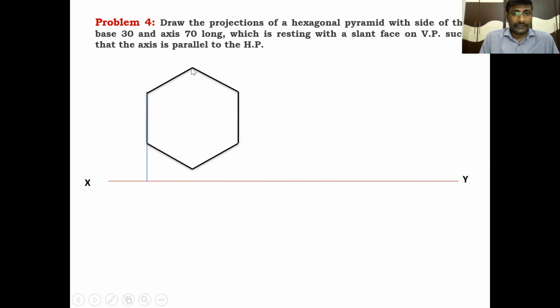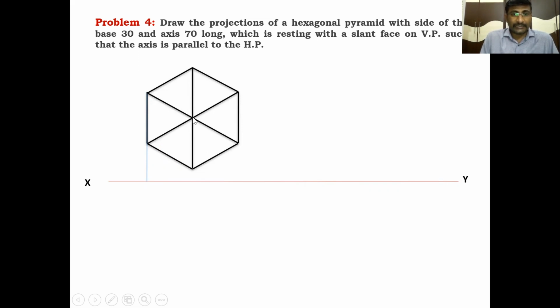Clear? So after getting the 6 corners, you have to locate the center point, that is the apex point, by joining the opposite corners. Those opposite corner joining lines intersect at the center of the hexagon. That center point is called the apex point. This is the hexagonal pyramid when looking from the front side.